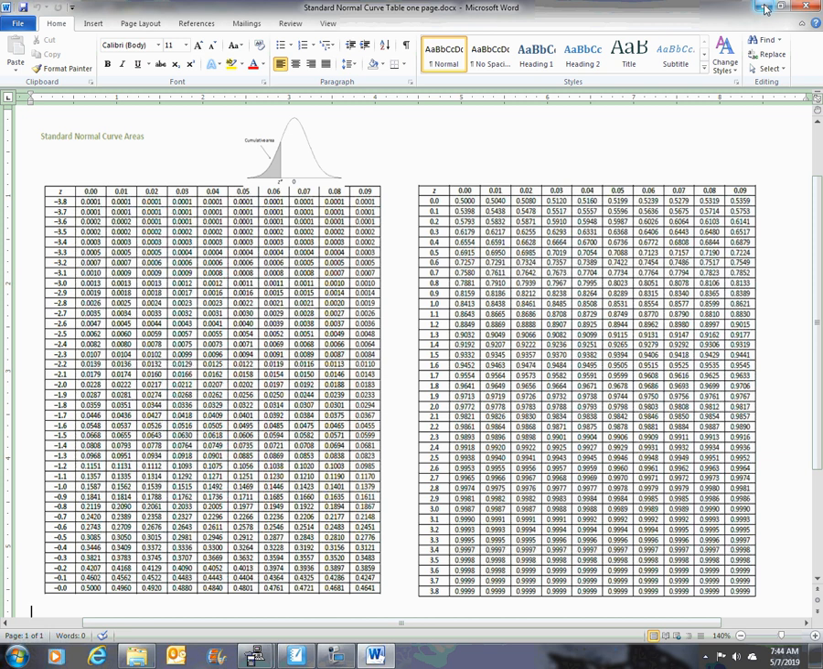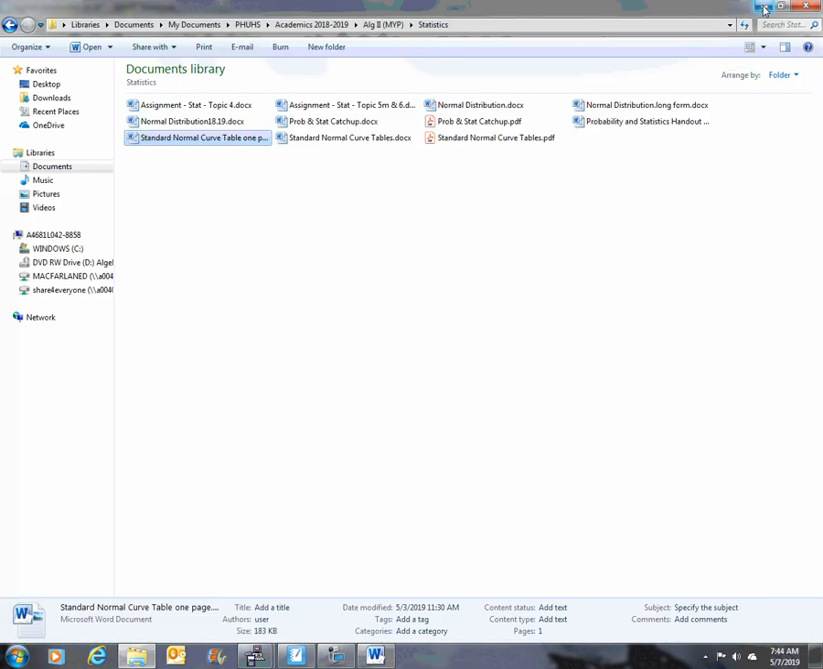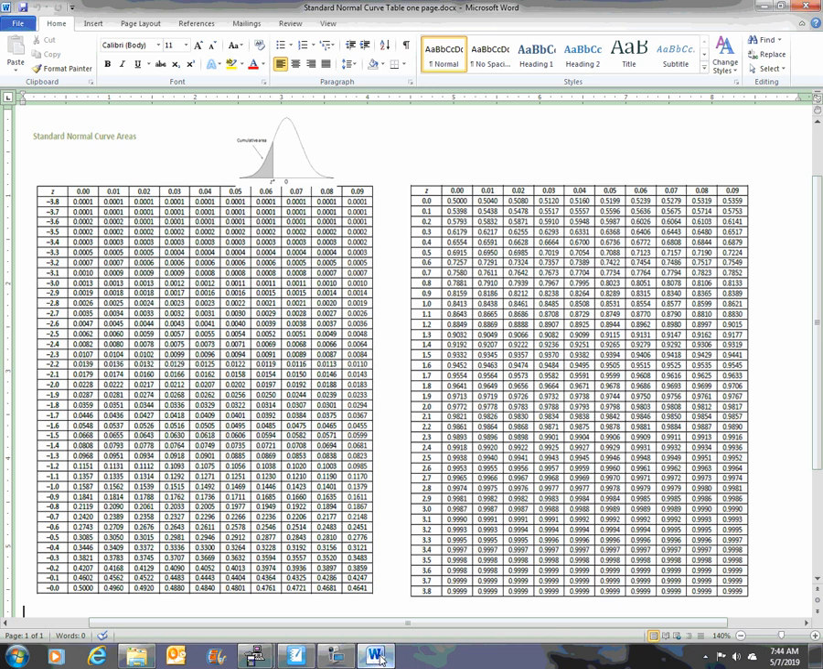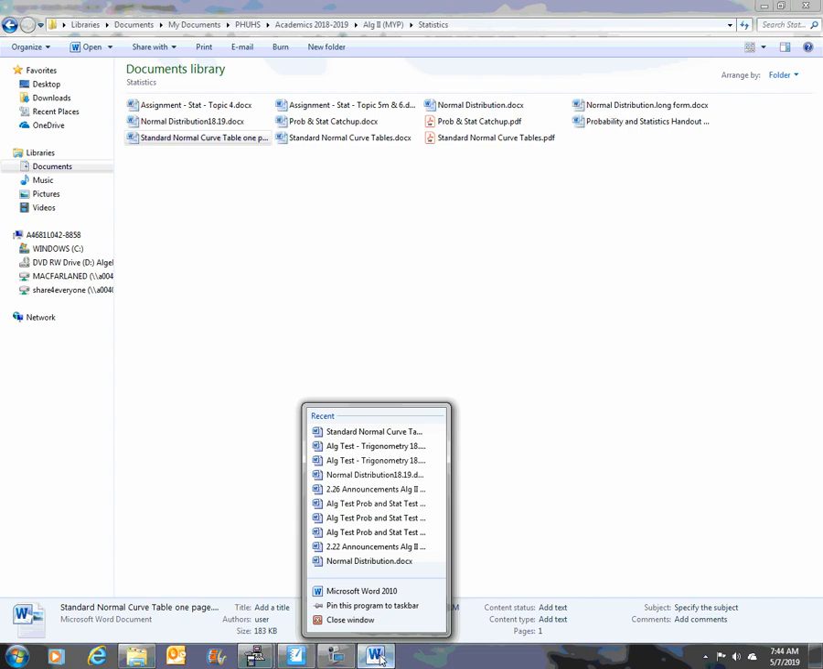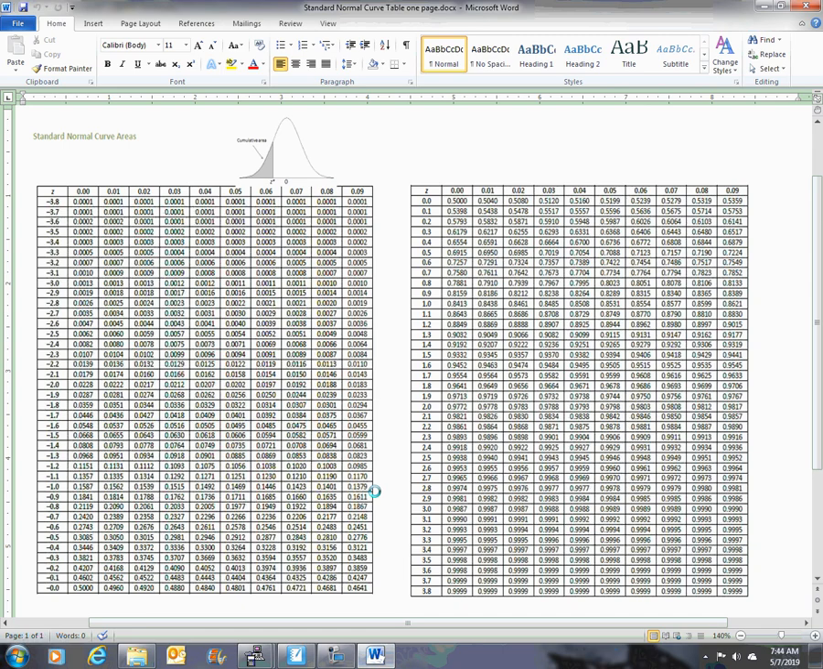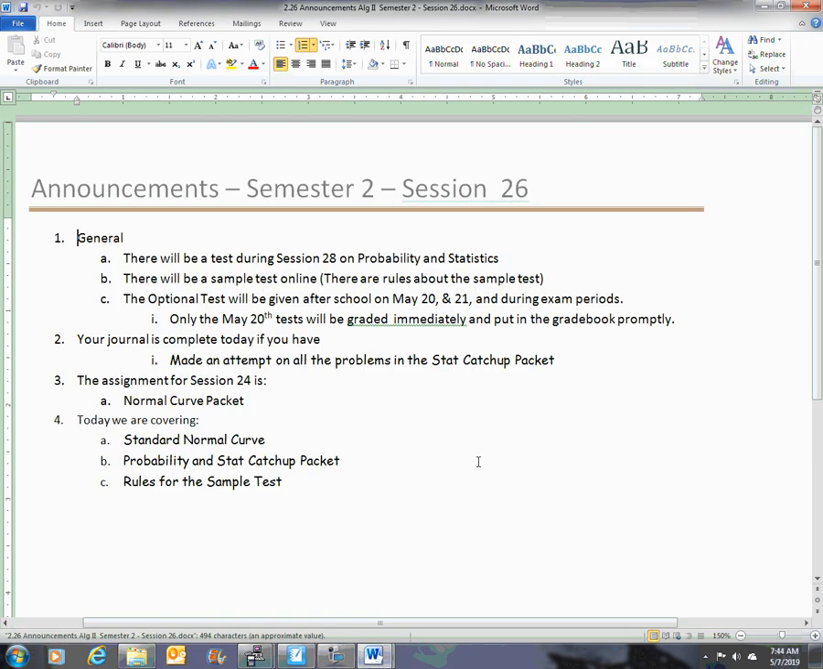There are some rules involved in actually studying on that, though, and perhaps I should mention them now. So let's see if I can find those rules. Here we go, this page. Okay, you're going to have your test during session 28 on probability and stat. Now, I have put a sample test online, and there are rules about the sample test. These are the rules.